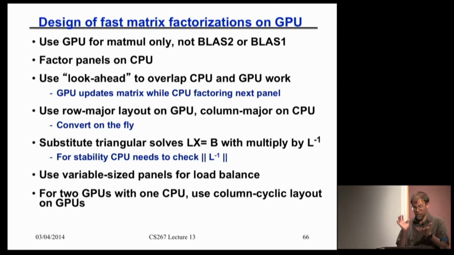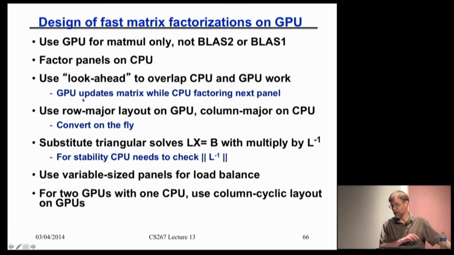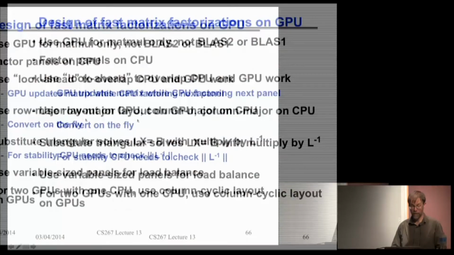Okay, so we're only going to use the GPU for matrix multiply. We're going to factor the panels in the CPU. We're going to overlap the CPU and the GPU work. So the GPU is going to be doing the matrix multiply from the last panel while the CPU is factoring the next panel. So we're going to get parallelism in that way. We're going to convert on the fly between the column major layout in the CPU and the row major layout in the GPU.